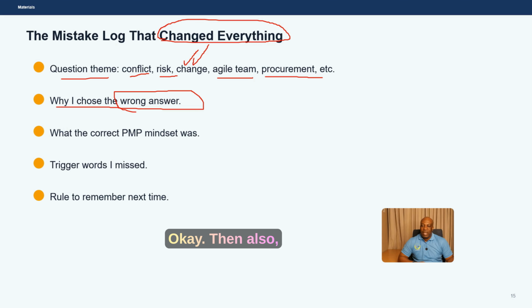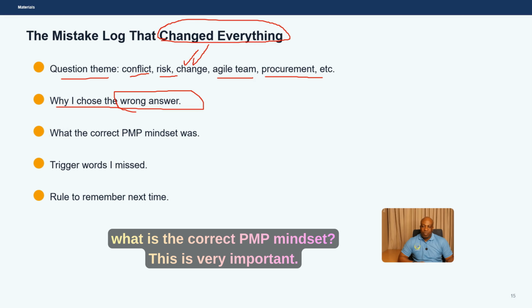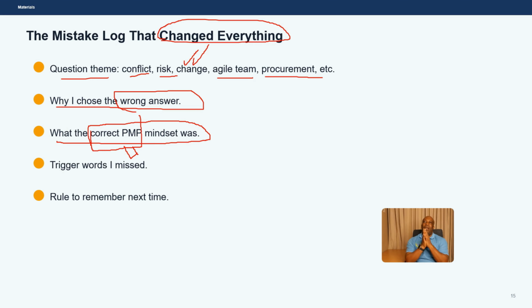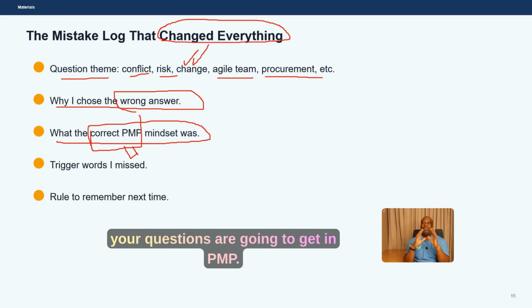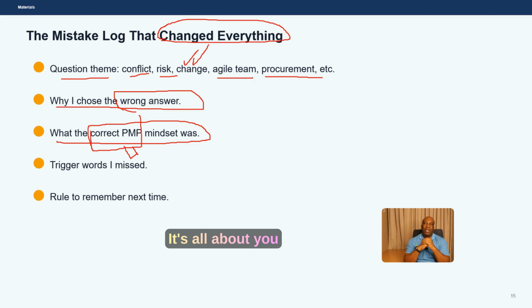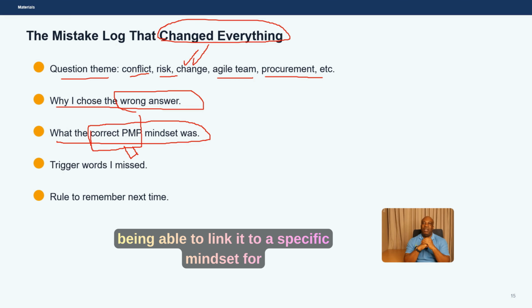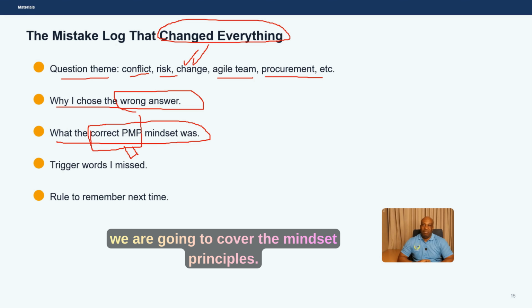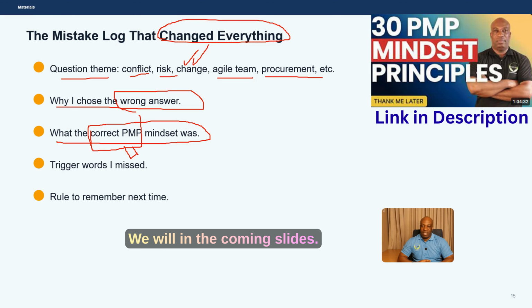Then also, what is the correct PMP mindset? This is very important. You need to understand what the mindset was. Almost close to 80% of your questions in PMP are about you being able to link it to a specific mindset to be able to answer that question. Like I said earlier, we are going to cover the mindset principles or points in the coming slides.